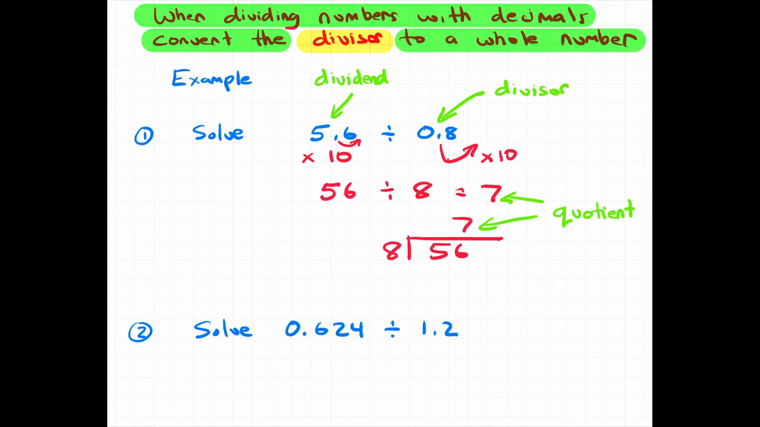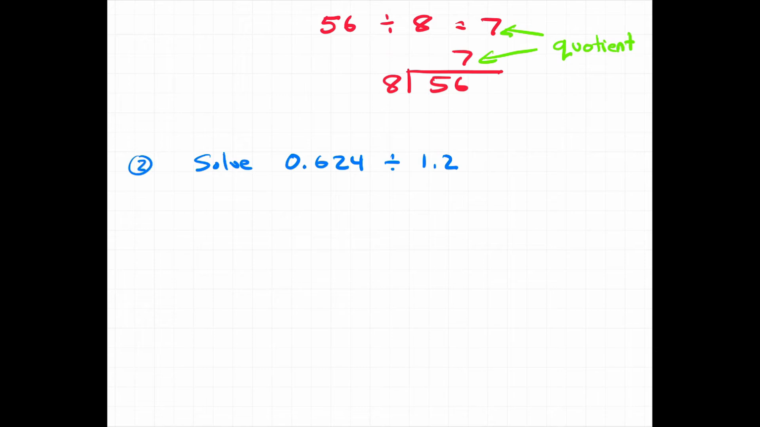Okay, so we're going to do one more question right here, one more example with division. So again, we want to take a look at our divisor, and the divisor is right here, 1.2. So is it a whole number? No, it has a decimal. So what am I going to do? Well, again, I need to move that 1 place to the right, so that's going to be times 10, which means I'm going to multiply this one times 10, which is going to move that one position to the right. So this is now going to read 6.24 divided by 12.